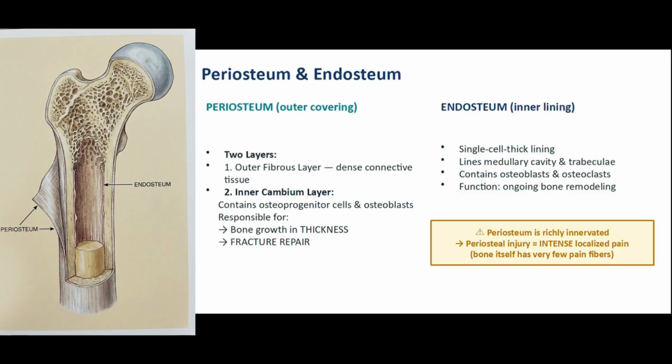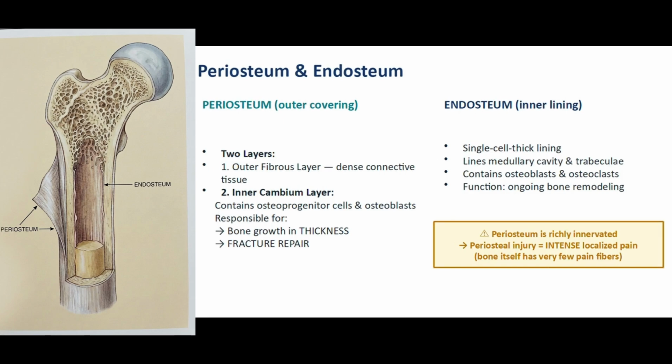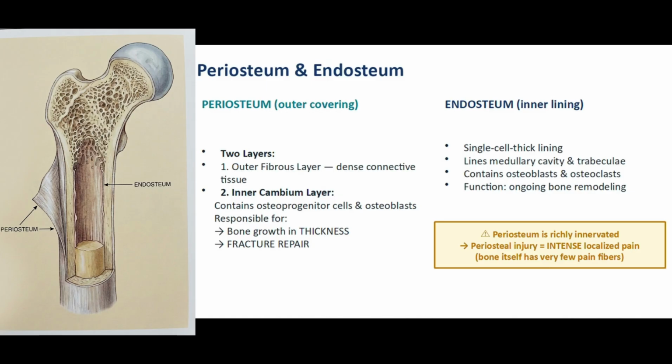The periosteum itself has two layers. The outer fibrous layer, which is dense connective tissue, provides structural support, and the inner cellular layer contains osteoprogenitor cells and osteoblasts, which help for bone to grow in its thickness. And the endosteum is a single cell layer thick lining on the inner surface. It also contains osteoblasts and osteoclasts.